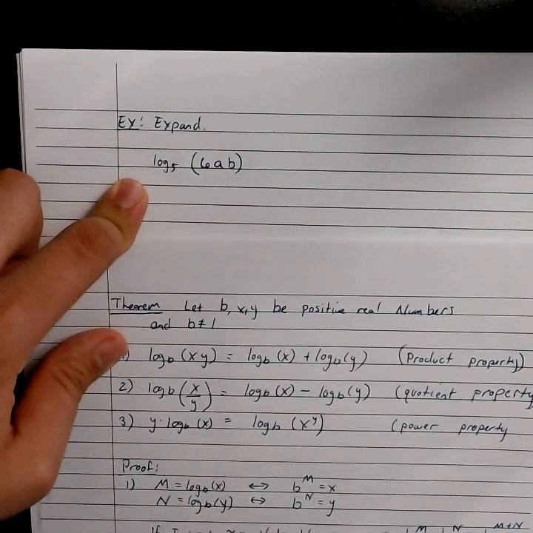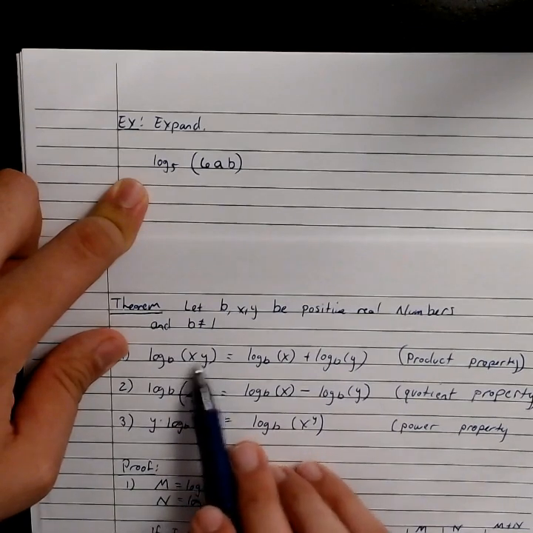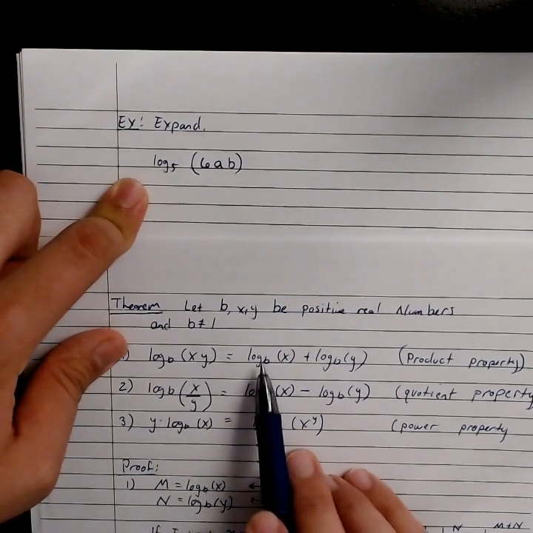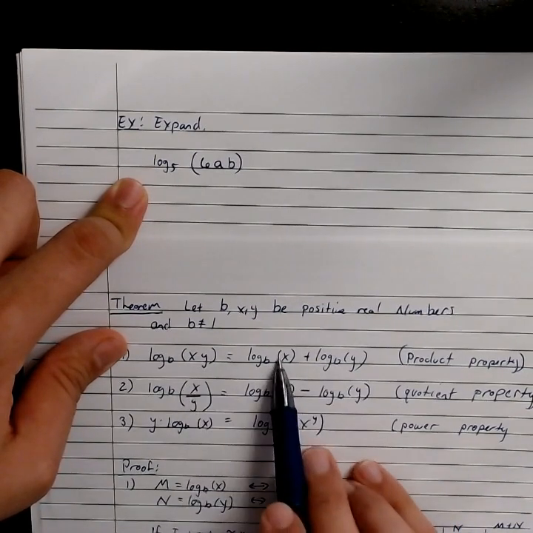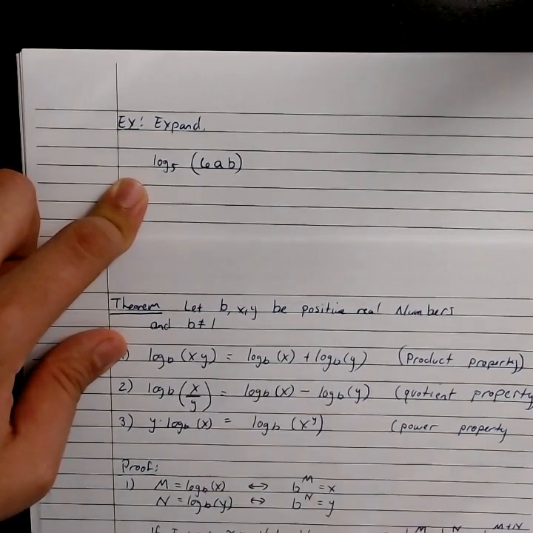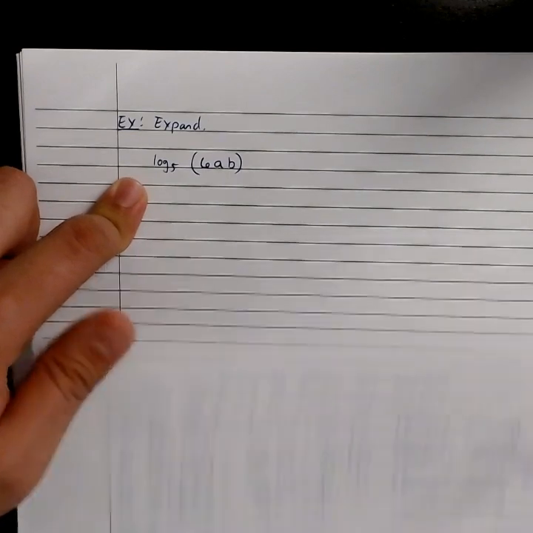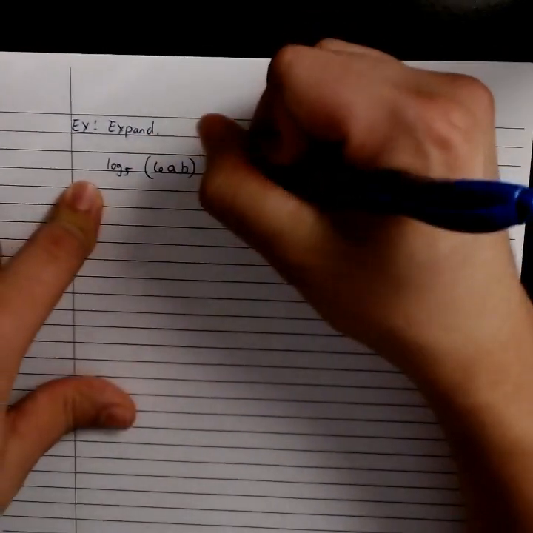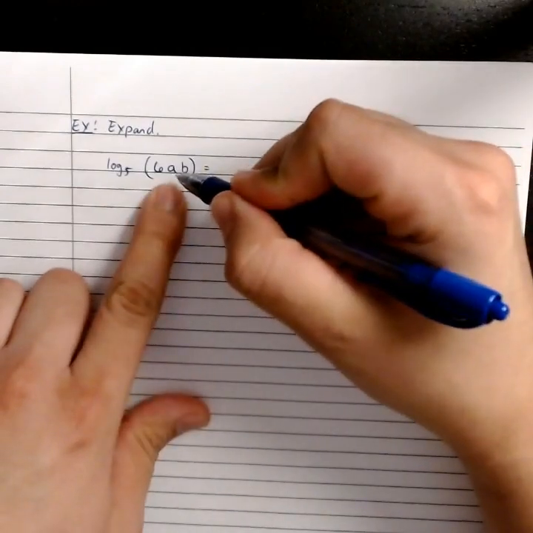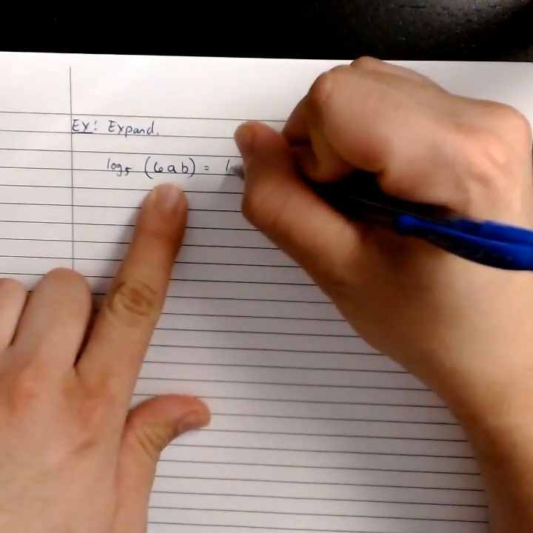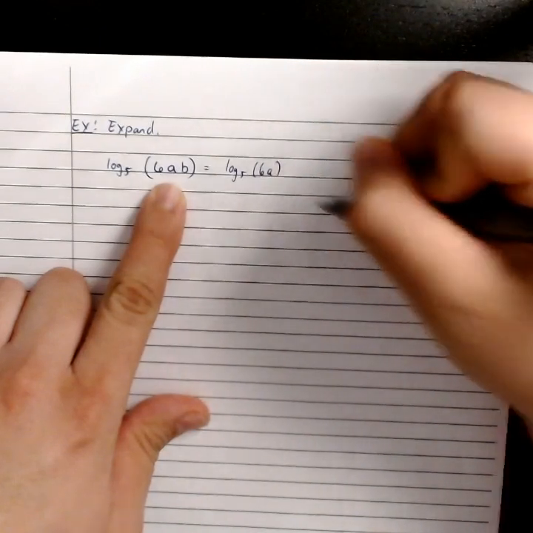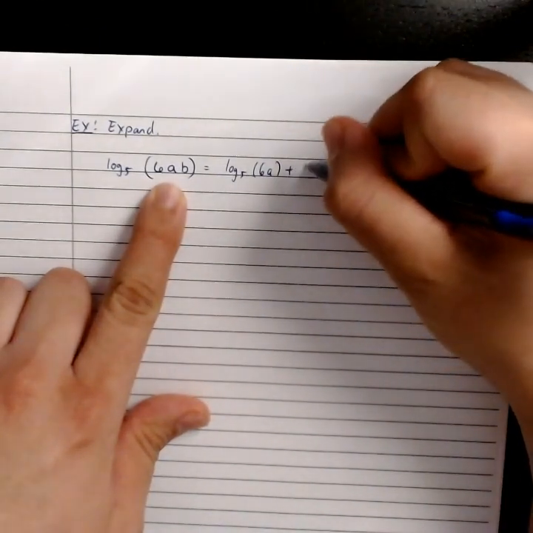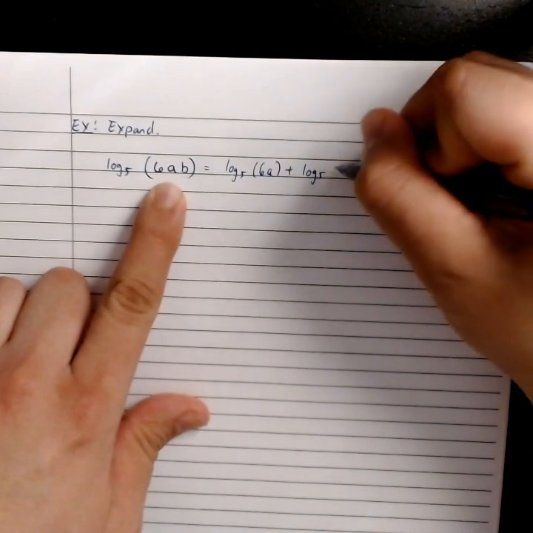So what we can do is, instead of writing it as a single logarithm with two things multiplied together, we can separate it as a sum of logarithms, where each of these factors is an argument of a separate logarithmic expression. So here, we can write this as, now this is 6a times b, so you could write this as log base 5 of 6a plus the log base 5 of b.